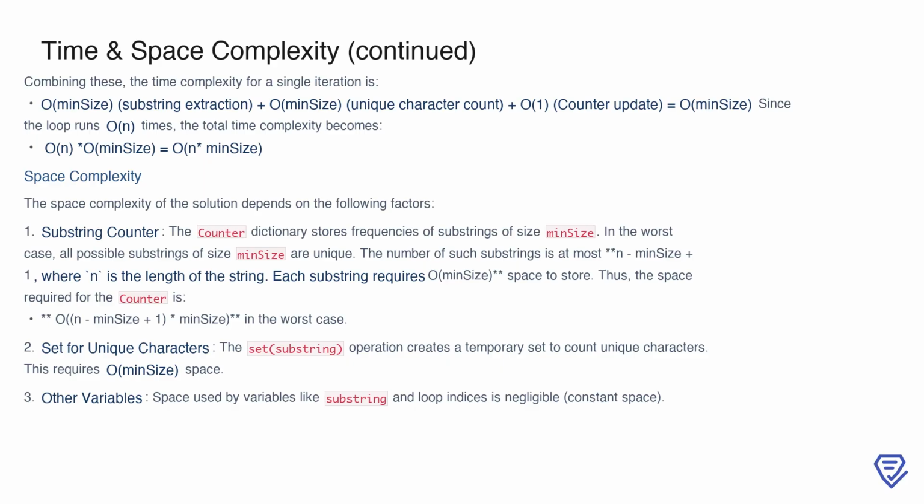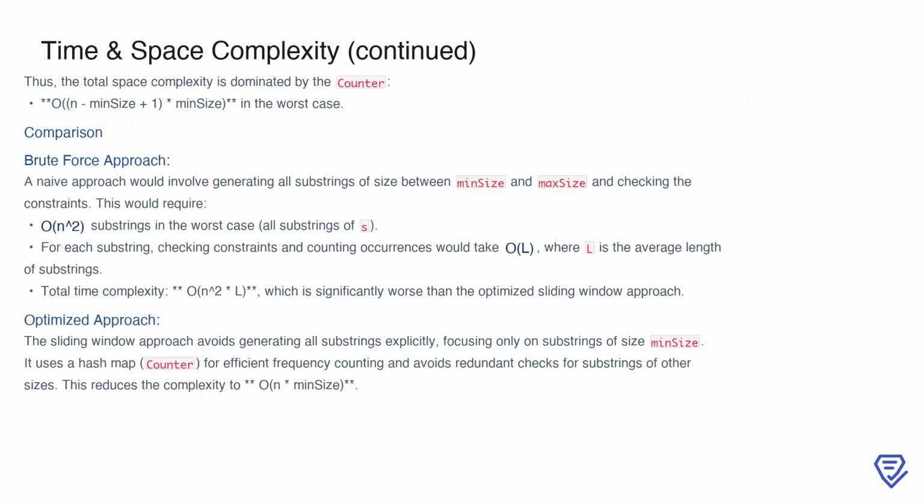Additionally, the set(substring) operation temporarily creates a set to count unique characters, requiring O(min size) space. Other variables, such as the loop indices and the substring variable, contribute only negligible constant space. As a result, the overall space complexity is dominated by the counter, which is O((n minus min size plus 1) * min size) in the worst case.